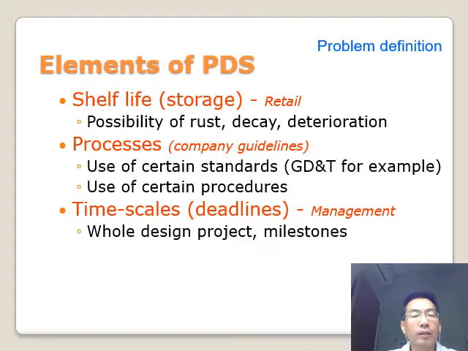Shelf life, so that is storage, important for retail sectors. Yeah. So processes like a company guideline, use of certain standards, GD&T, for example, use of certain procedures. If we're still looking at the handphone, yeah. So without mentioning semiconductor parts, we just think about mechanical parts as well as assembly process. So without controlling GD&T properly, you can't assemble them together. Of course, this may lead to a fail in the drop test or maybe other tests.